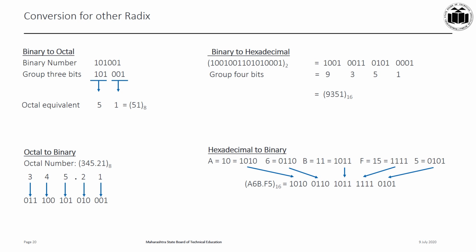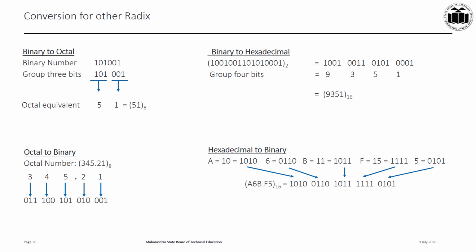In this case, make group of 4 bits starting from the LSB side and convert the 4-bit group into the hexadecimal digit. What you will get will be the hexadecimal representation of the binary number. Octal to binary. For octal to binary, convert each octal digit into the 3-bit binary word, and this gives you the binary representation of the octal number.